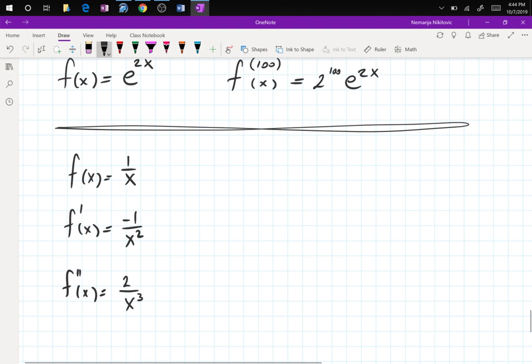How do you get that? Well, you rewrite this one as negative 1 times x to the minus 2, and then when you take the derivative, you have negative 1 times negative 2 is positive 2, x to the negative 3, and that simplifies into 2 over x cubed.